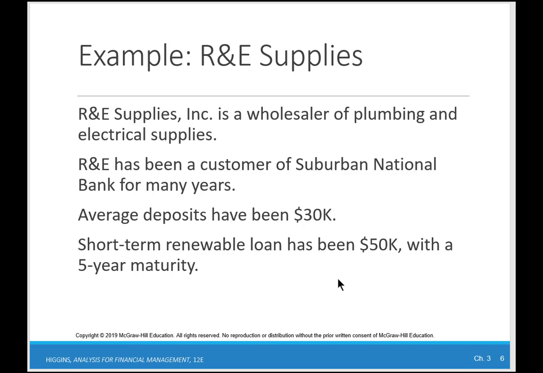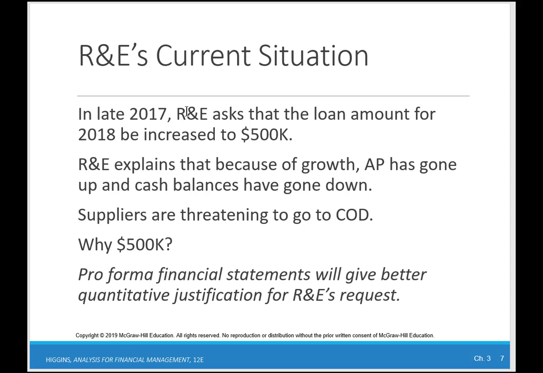The average deposits in this have been around $30,000. So their short-term renewable loan has been about $50,000 with a 5-year maturity. In late 2017, they want to ask for $500,000. Now, the company explains that because of growth, accounts payable has gone up and cash balances have gone down.